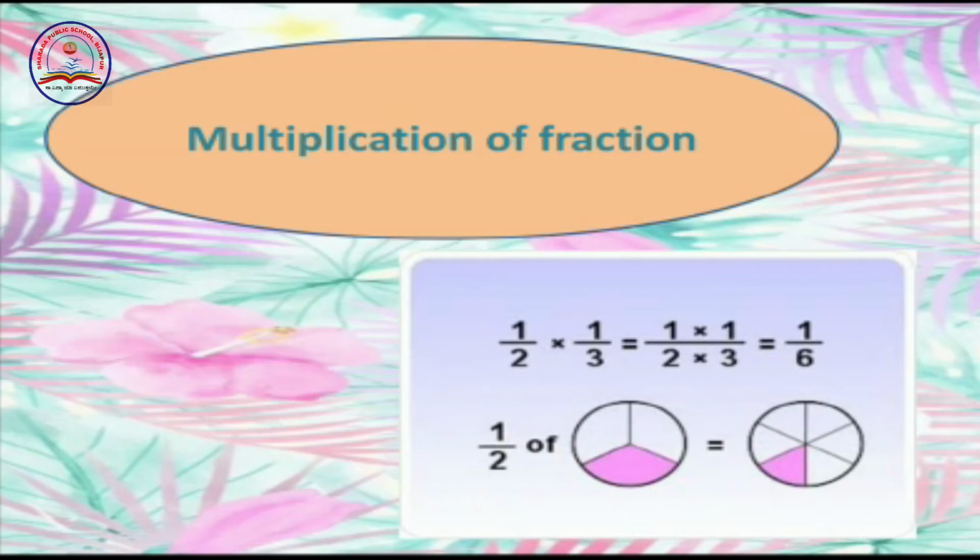Multiplication of fractions. 1 by 2 into 1 by 3 equals 1 into 1 by 2 into 3. The answer is 1 by 6.